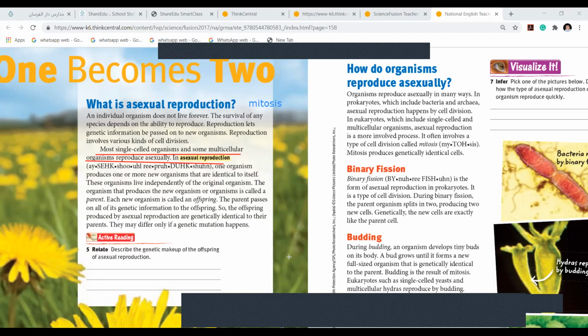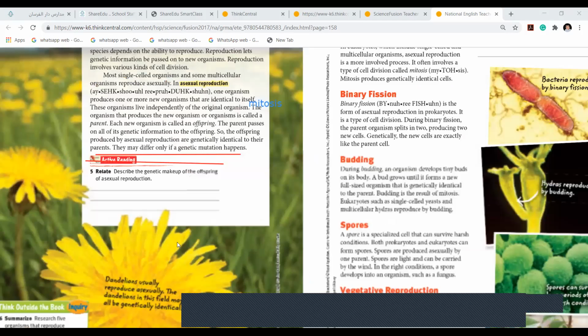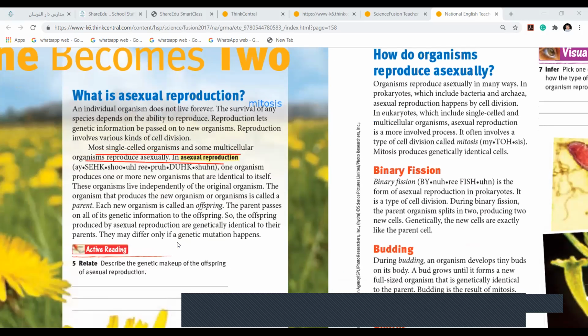Page, wait a minute. Page 114. Okay. Wait, what do I have? Oh, okay. Look onto the screen.